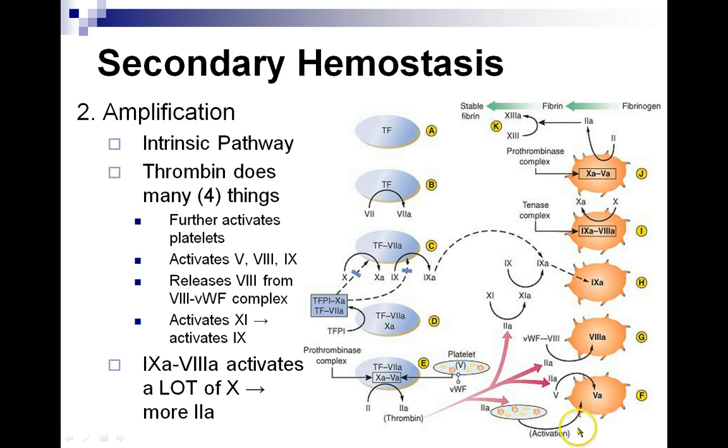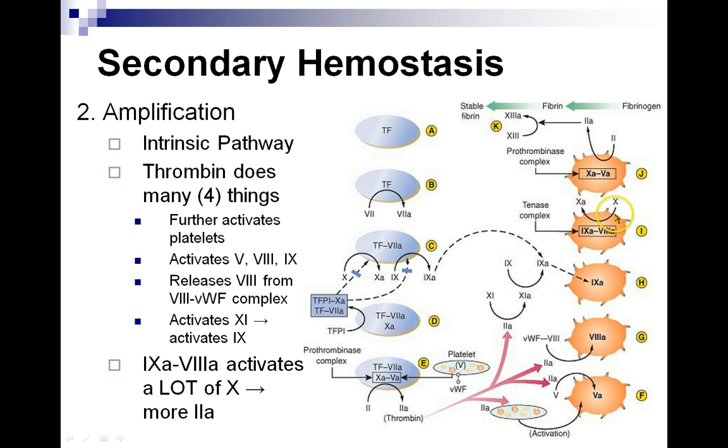Just looking at the diagram over here, we see thrombin specifically activating factor 10 into 10A, and activating factor 8 by releasing it from von Willebrand's factor into factor 8A. We see here's factor 11 going to 11A, which activates 9 into 9A. And then here's the 9A, 8A complex together, called the tenase complex.